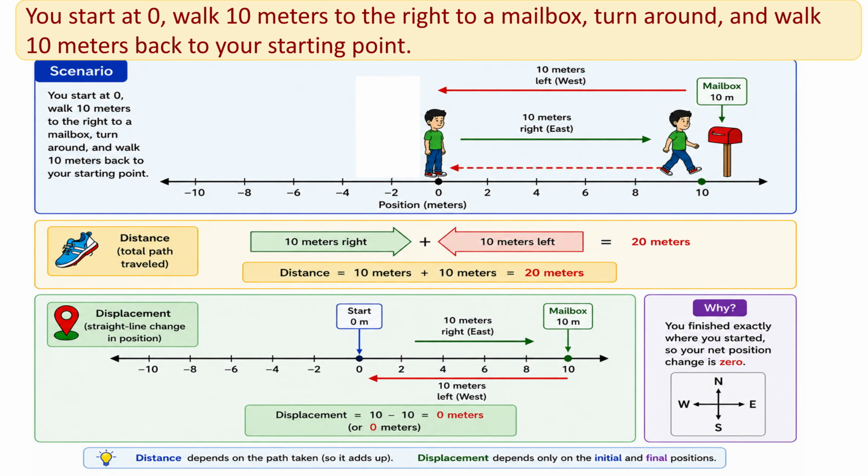In this example, the object starts at 0 meters, walks 10 meters to the right to the mailbox, then turns around and walks 10 meters back to the starting point. The total distance traveled is 20 meters because both parts of the journey are added together. However, the displacement is 0 meters because the object finishes exactly where it started. This shows that distance depends on the path traveled, while displacement depends only on the initial and final positions.